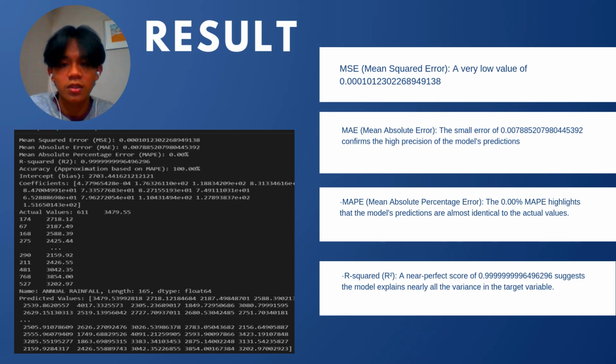For the third one is MAPE, mean absolute percentage error. For this, we have 0.00% MAPE, highlighting that the model's predictions are almost identical to the actual values. For the last part is R square. For R square, we have a near perfect score of 0.9999, which suggests the model explains nearly all the variance in the target variable.